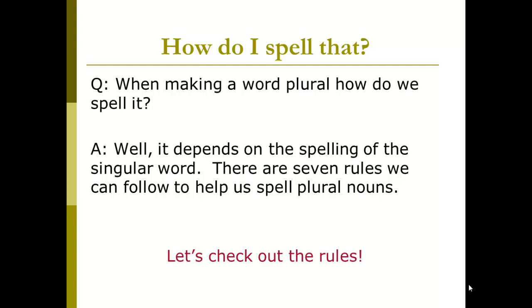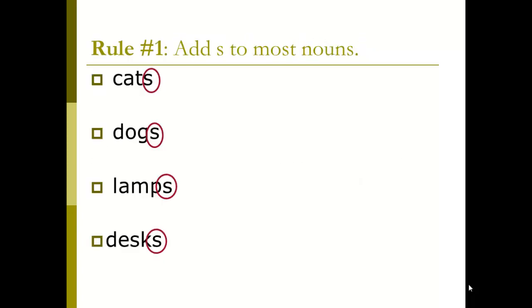When making a word plural, how do we know how to spell it? Well, it depends on the spelling of the singular word. There are 7 rules we can follow to help us spell plural nouns. Let's check out the rules. Rule number 1 is one of the most common rules where we just add s to most nouns, like cats, dogs, lamps, and desks.